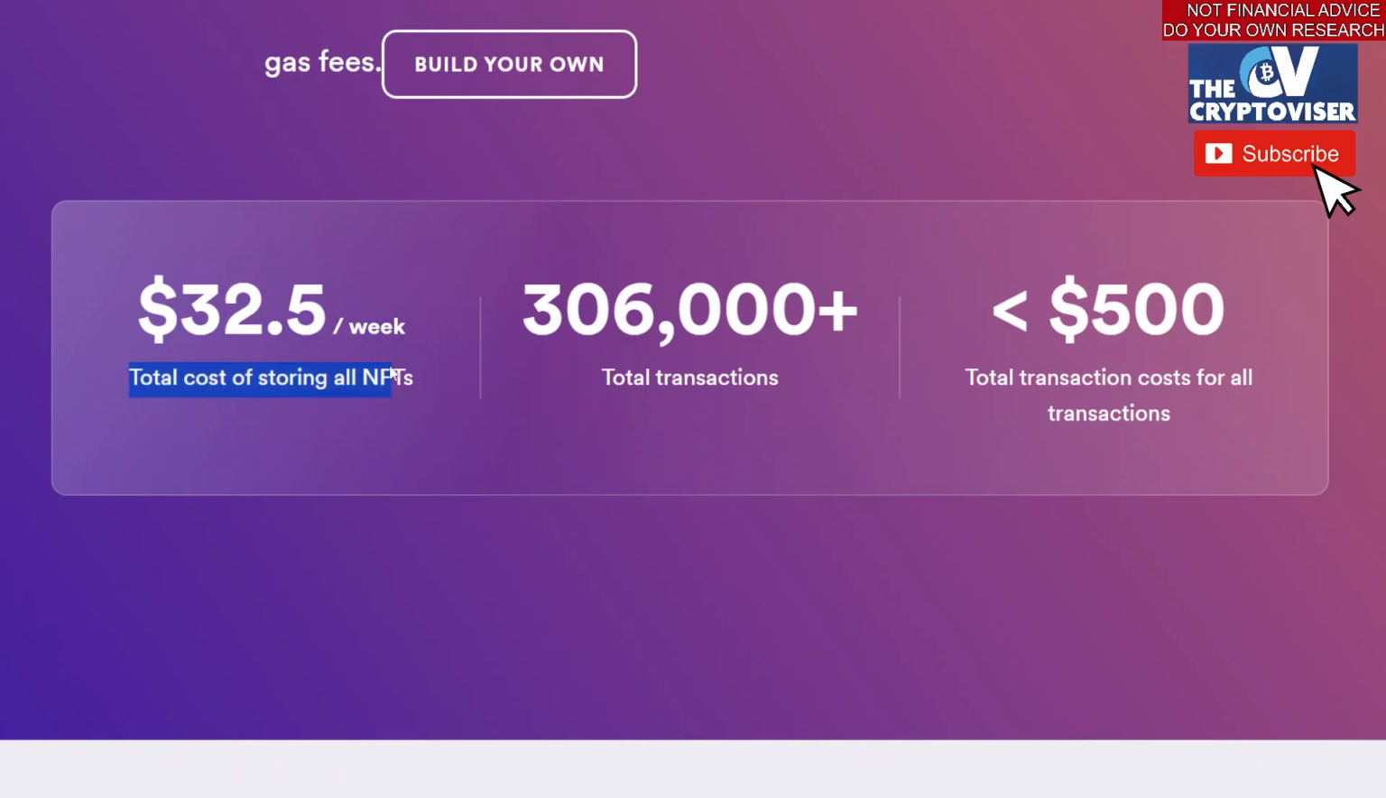So, $32.50 per week to store all the NFTs, 306,000 plus transactions, and less than $500 total transaction cost for all of these transactions. Think about that. 306,000 transactions and it costs less than $500.